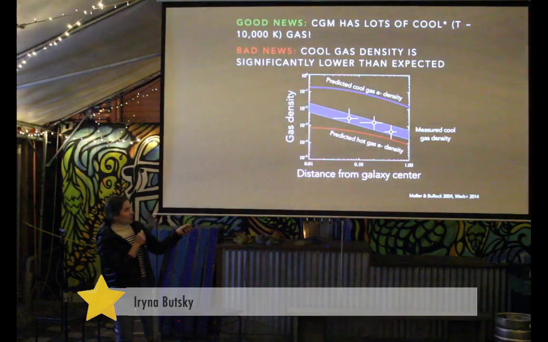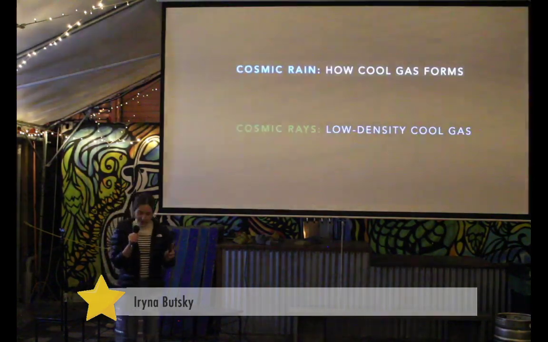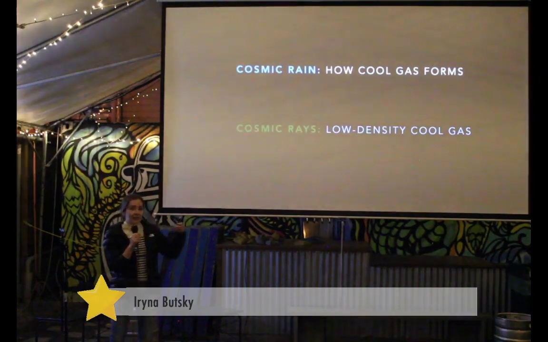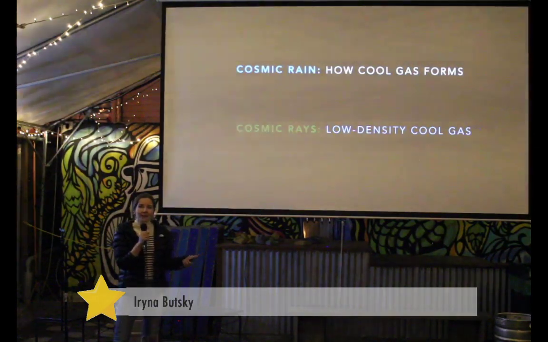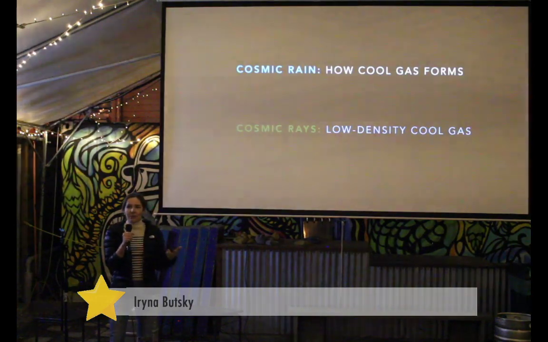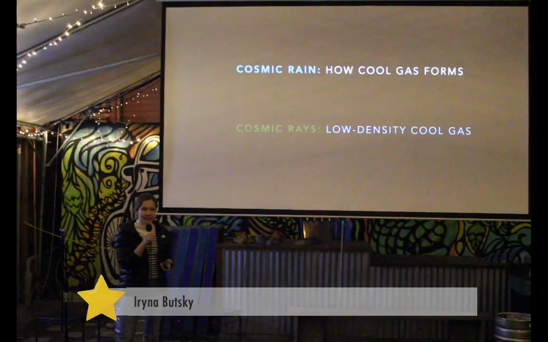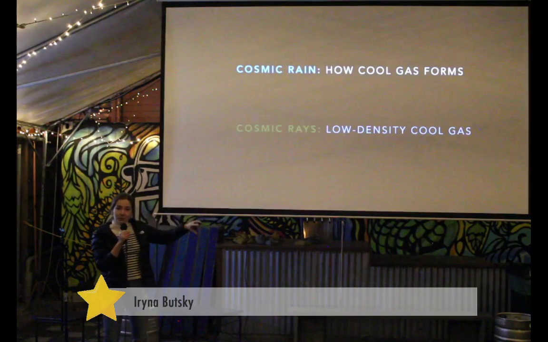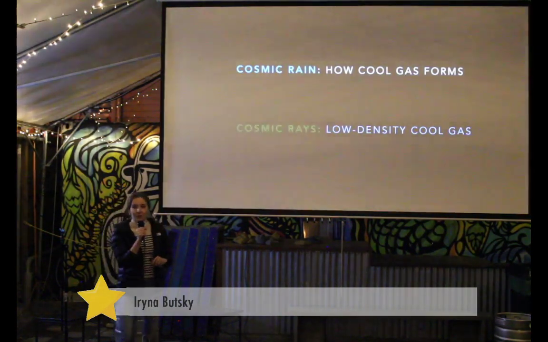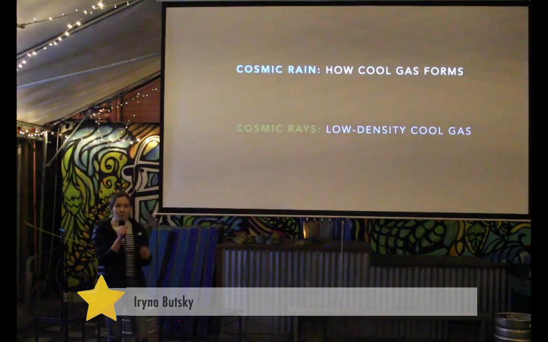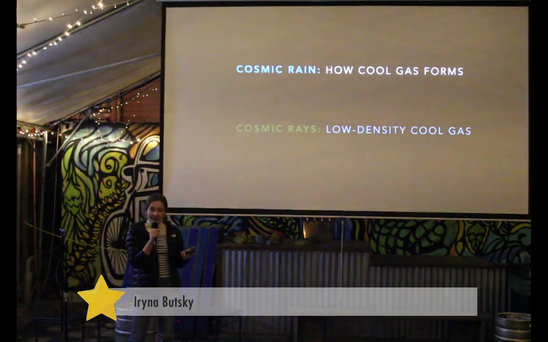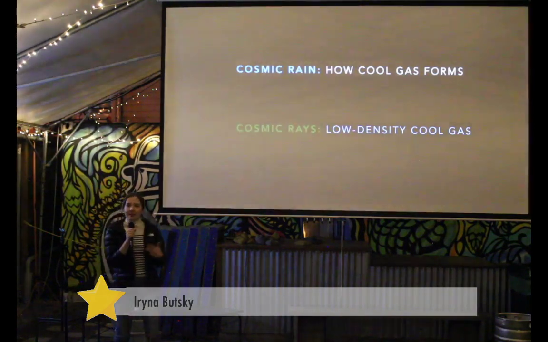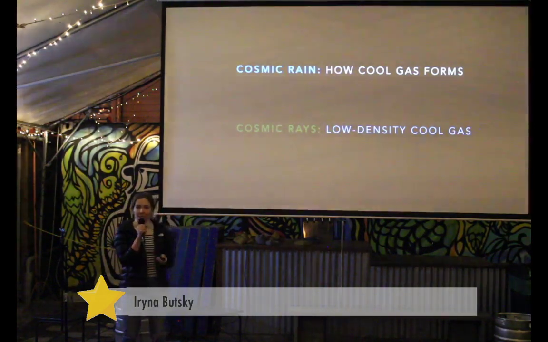And so moving forward, we have two things that we need to explain. One, even though it's great news that we see this cool gas, we need to understand how it forms and why there's so much of it in the CGM, which will be the focus of this first part of the talk. And two, we want to understand why this gas is so low density, and as I'll talk about later, I think it's cosmic rays and the pressure support they provide.